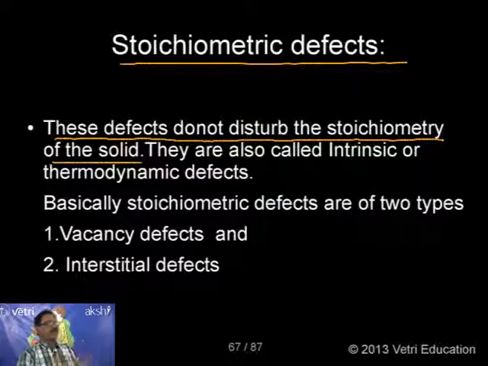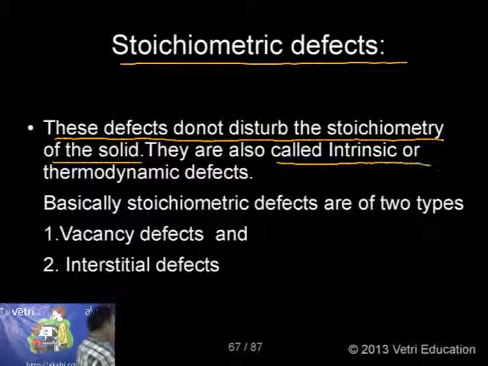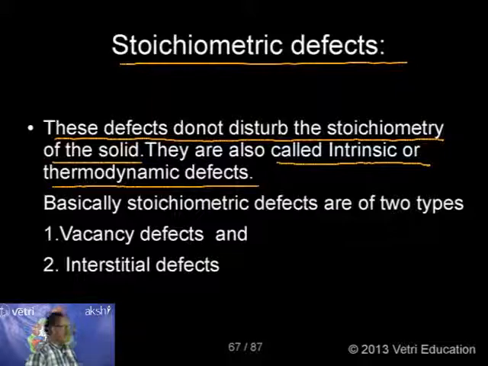So, that is when we are writing a formula like AB, AB2, AB3, this pattern. These defects will not disturb the stoichiometry of the solid. This is called a stoichiometric defect. They are also called intrinsic or thermodynamic defects. Kindly follow, this is the interesting thing.